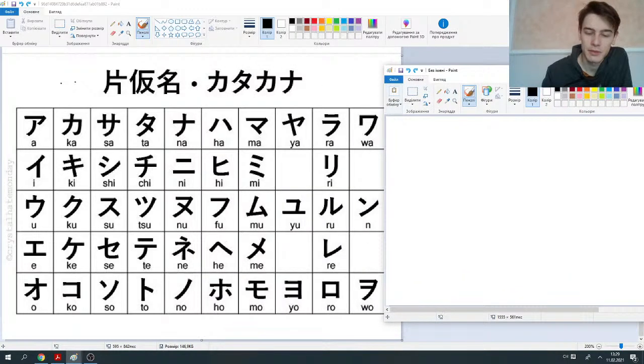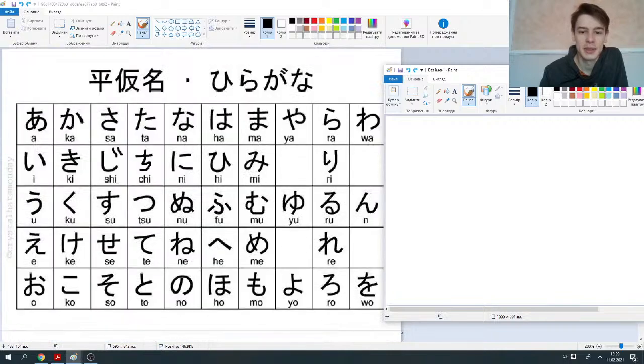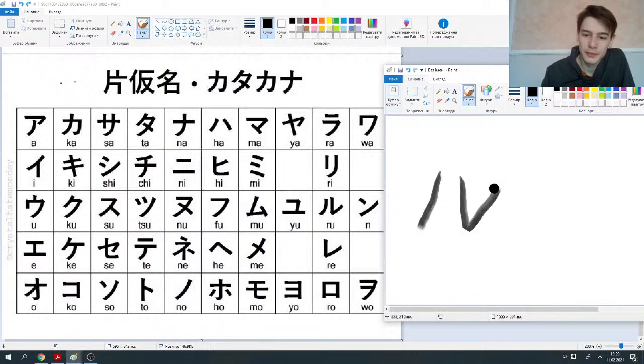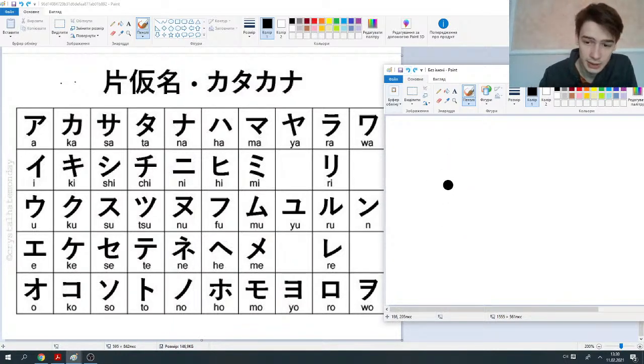Then we have ra, ri, ru, re, ro. Ra. So here you need just to memorize. I don't know any associations with ra. Just memorize it. Ri. It's the same as hiragana ri, as you can see. Ru. It's like legs of a person. So if you continue it, it will be a person. Yeah, ru is a person. Re is only one leg. It's missing one leg. And ro is basically a square.